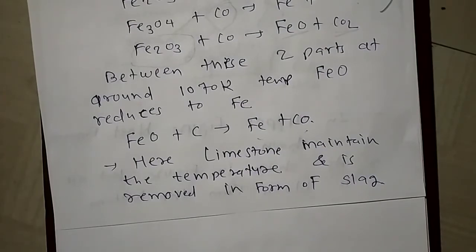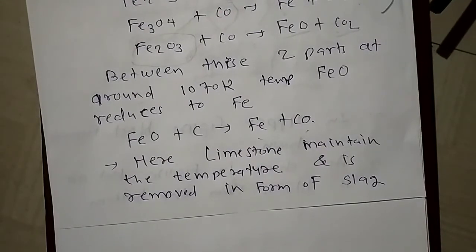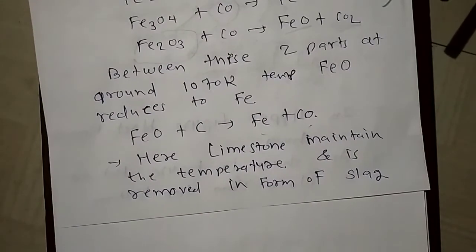First, the lower portion. In the lower portion of the blast furnace, carbon will convert into carbon monoxide or carbon dioxide, and that reaction would be an exothermic reaction. On the upper part, on the top of the blast furnace, the two oxides Fe2O3 and Fe3O4 will react to form FeO.